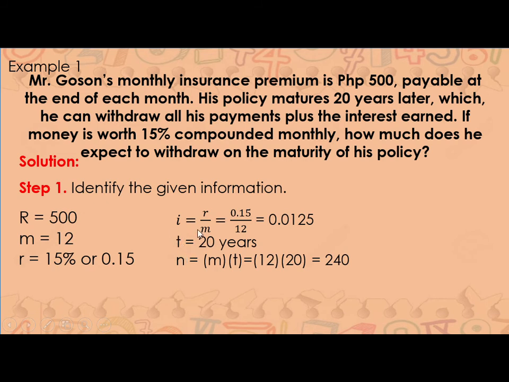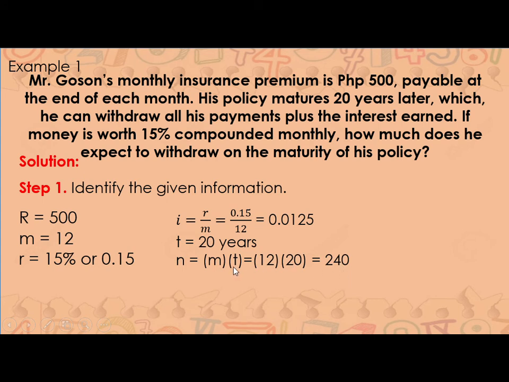And for your t, how do you come up with 20 years? Because it's stated in the given that his policy matures 20 years later. So that's why we have here the time, which is 20. And for your n, since n is equal to m times t, you just need to substitute the values of m and t. So m is 12 times t, time is 20 years, right? So you'll have 12 times 20, which will be 240 for n.